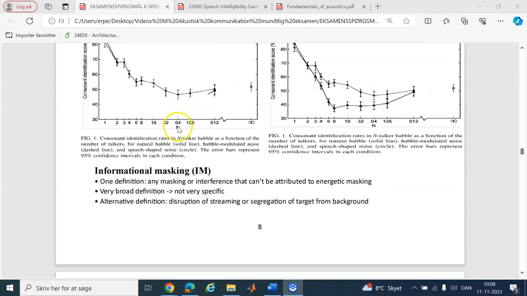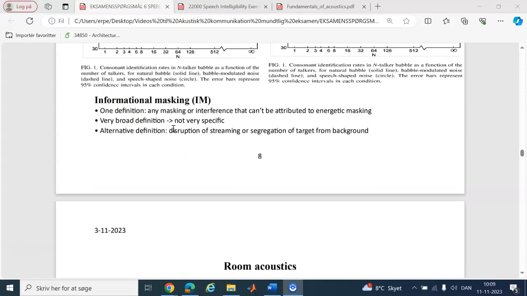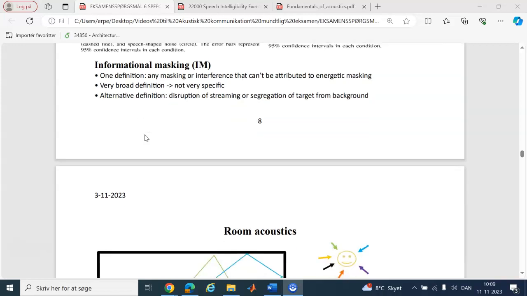Okay, so we also have informational masking, IM. One definition: any masking or interference that can't be attributed to energetic masking, as we talked about before. That is a very broad definition, meaning not very specific. Alternative definition: disruption of streaming or segregation of the target from the background.